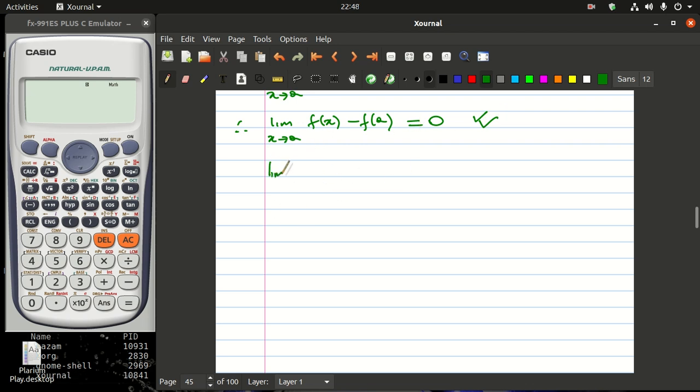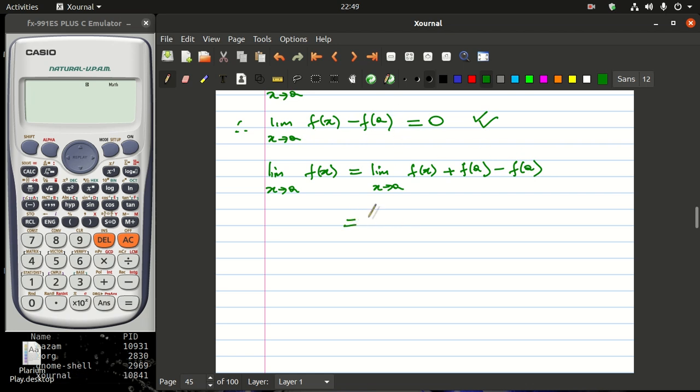What we wanted to prove here is that the limit as x approaches a of f of x must be equal to f of a. That's what we want to prove. We haven't arrived there yet, but I know that this is the same as the limit as x approaches a of f of x plus f of a minus f of a. So I'm adding this and subtracting that so that I can use that there.